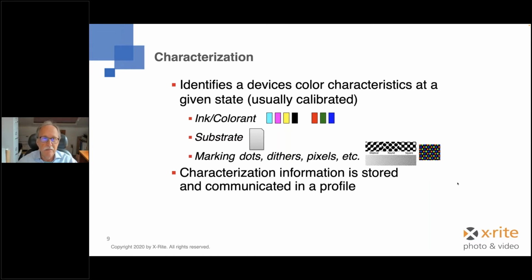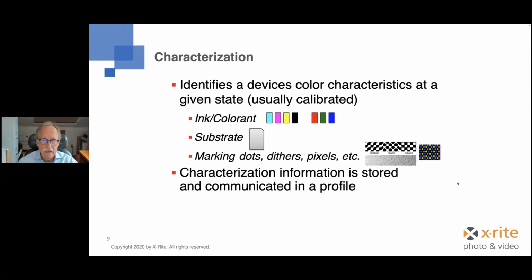The substrate, the media, is going to have an effect. Are we printing on a bright white sheet? Are we printing on a sheet that's going to absorb color versus one that's going to let it stand out on the surface? The actual imaging technology, the marking, the dots, the dithers, the pixels, depending on what kind of device we're dealing with, also have an effect, and it becomes part of the characterization.